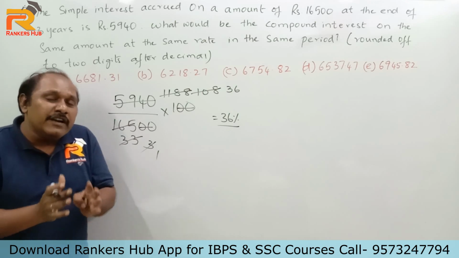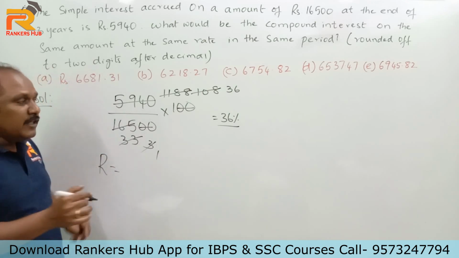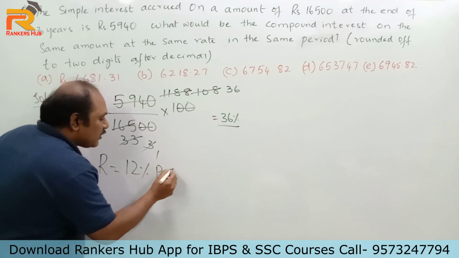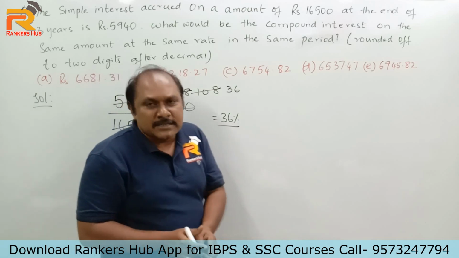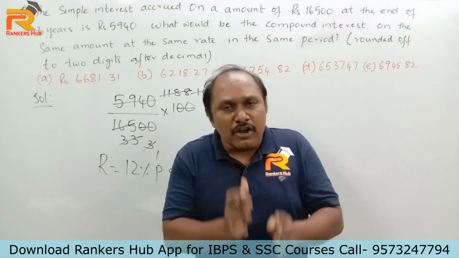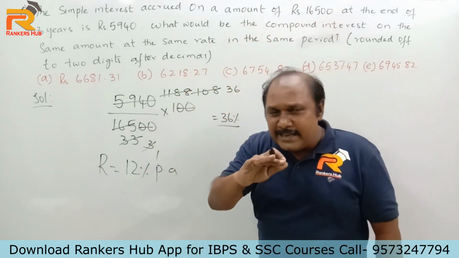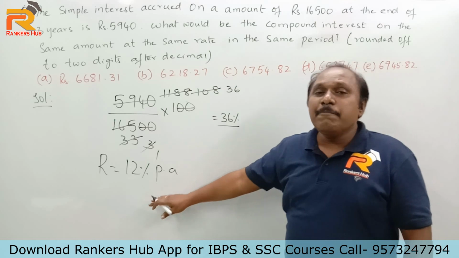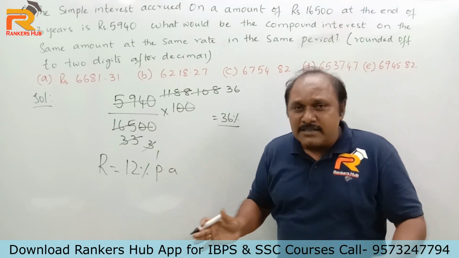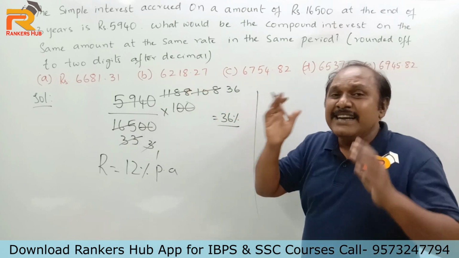So what should be the rate of interest per annum? Definitely rate of interest is calculated always per annum. For 3 years if it is 36%, for 1 year it should be 12%. So the rate of interest here is 12%. So we got the rate of interest. Now we have to calculate the compound interest earned on 16,500 for 3 years at the rate of 12% per annum. If you apply the formula, definitely you have to do a lot of calculations. So how to do it in a simple way? Because here your answers are in decimals.